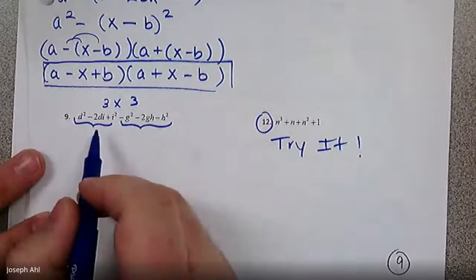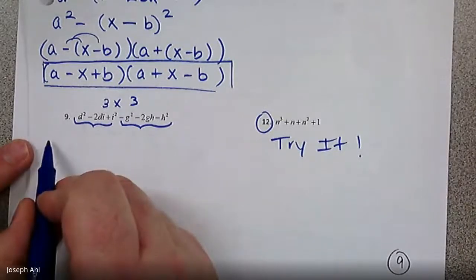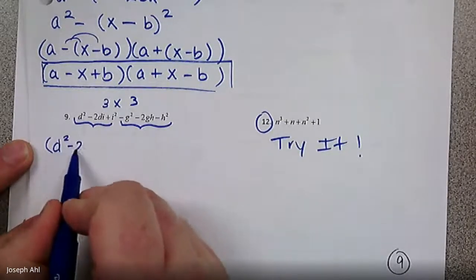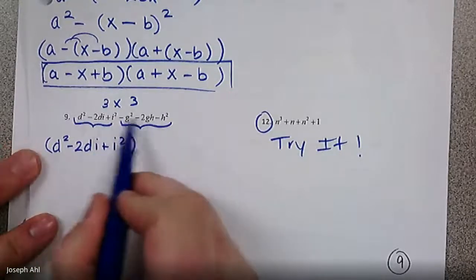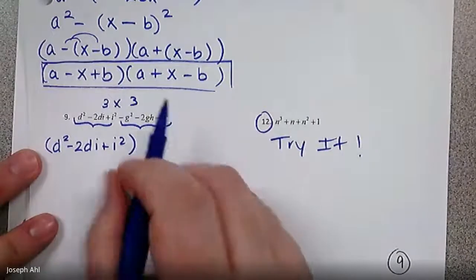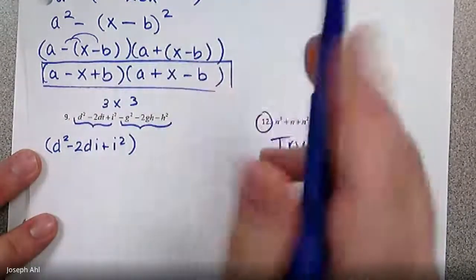All right, so remember that before we go ahead and set this up to do difference of perfect squares, you really need to factor a negative from that second group of 3, just like I did in number 8, just like I did up there in number 10.